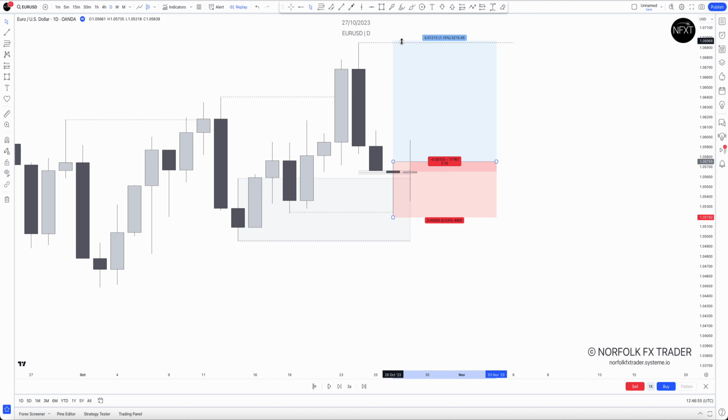And then I look to target this high. Now, obviously on the lower time frame, I'll be looking for a lower time frame entry here. That's how I'll be looking for a trade.